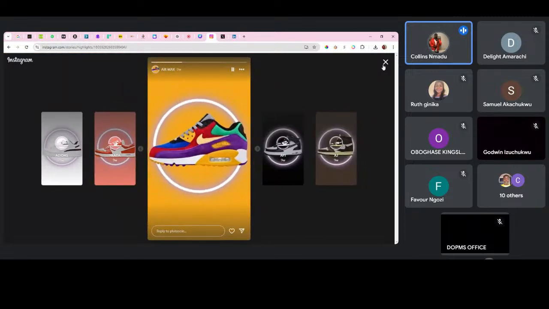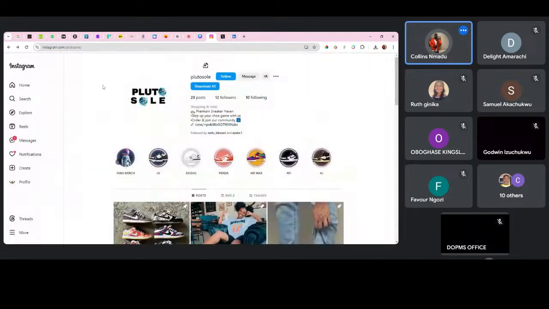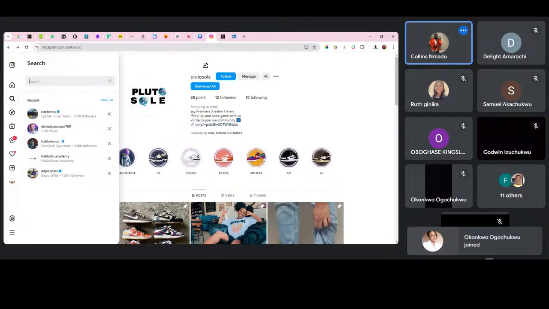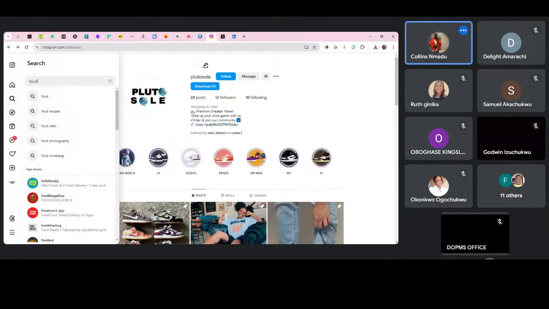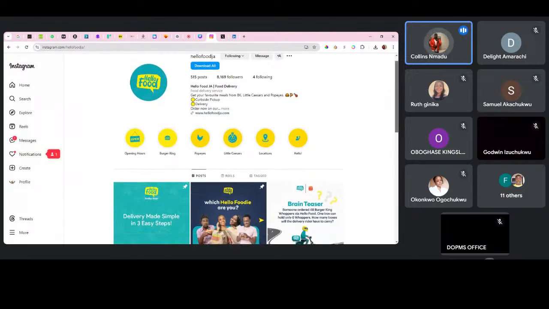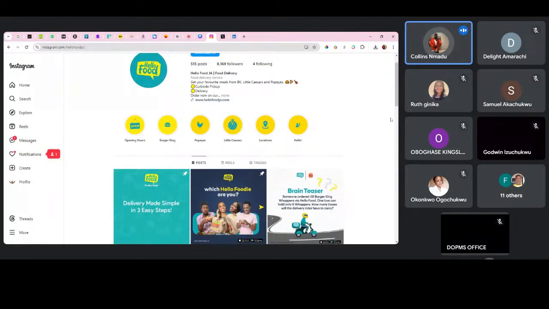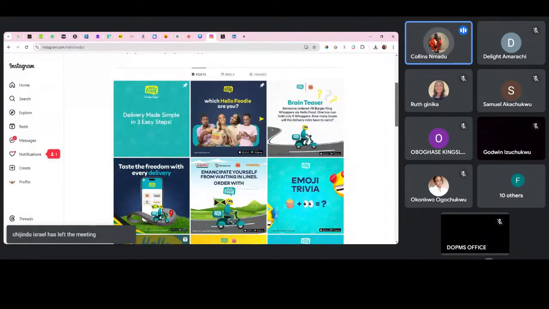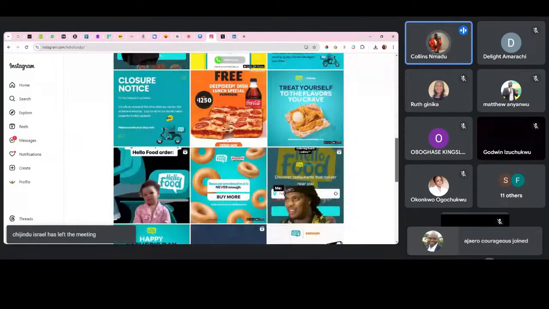But let's look at another business. This is just for the shoes. Let me look for a food store. Okay, Hello Food Jar. Let's look at this. Can you see the beautiful thing about highlights? It makes the page colorful and much more arranged. Oh my God, this page is beautiful.